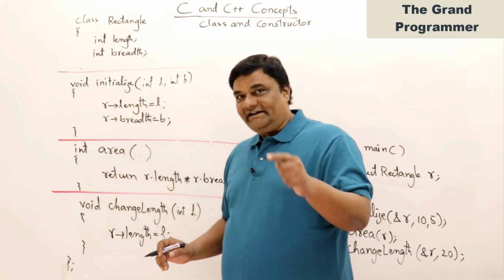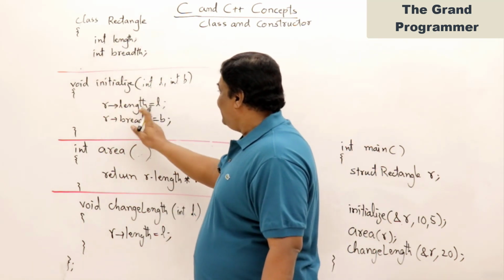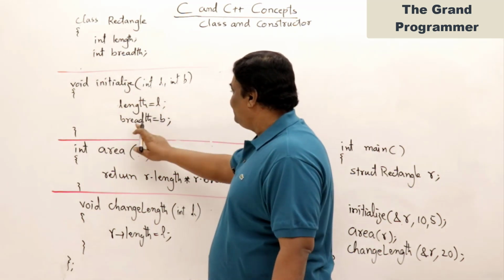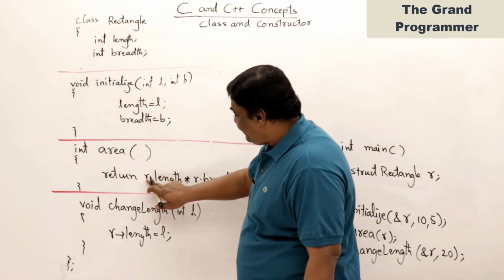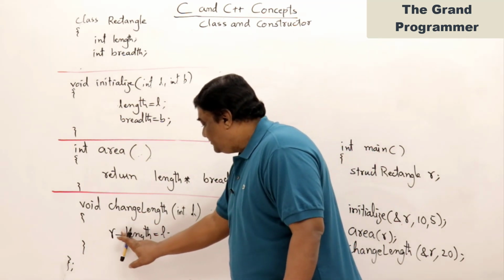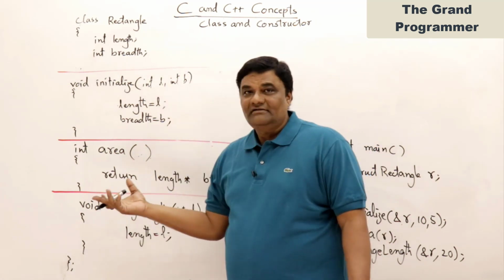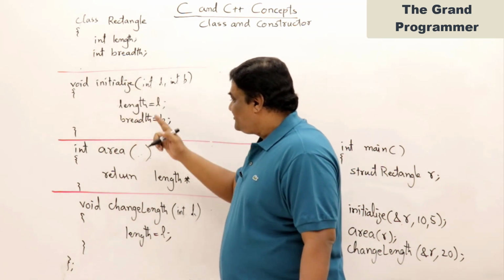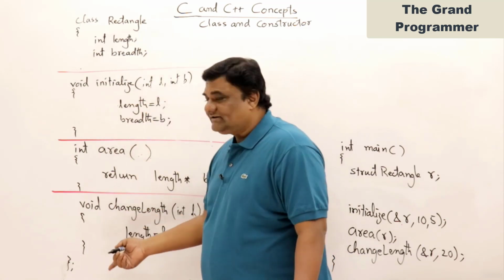Now few more changes. Again, I'll do it for all the functions. See, this length and breadth are directly accessible. So no need of this variable name. Just length assign L, breadth assign B. Now here, length and breadth are directly accessible. No need of R here because I have removed the parameter. Now here also, no need of R. It is directly accessing that length. That's it. So this is initialize function, now area function and change length function. This has become a C++ class.